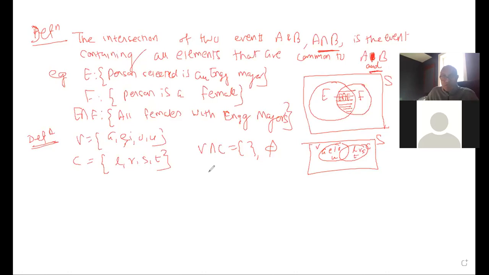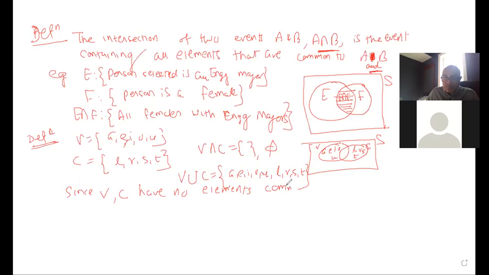Nothing is common. If you want to write V union C, you count set V and then set C, but the intersection portion is counted only once, not twice. So I can write A, E, I, O, U and L, R, S, T. That is the union. V and C have no elements in common, so V and C cannot occur simultaneously together. This type of event is called mutually exclusive.